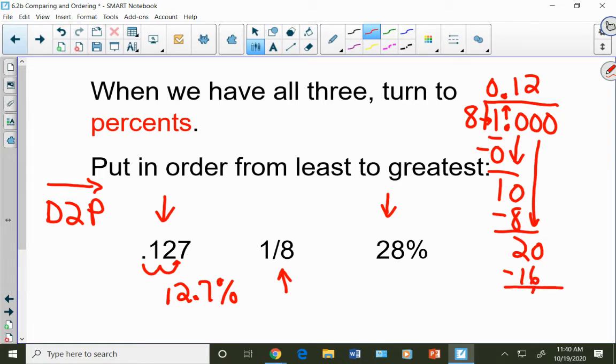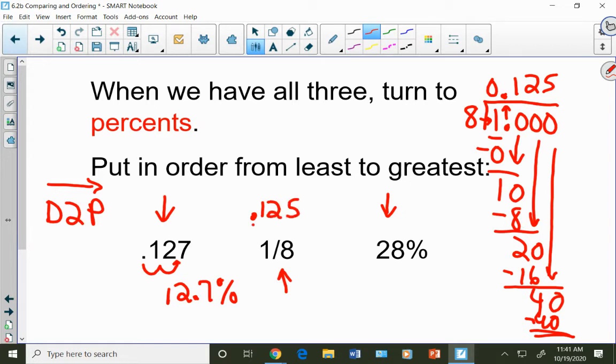Subtract, 4 left. 4 is less than 8. Bring down your last 0. How many 8s are in 40? There's 5, which is 40. Okay, so the decimal is 0.125 or 125 thousandths.